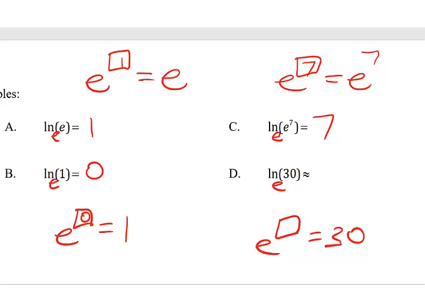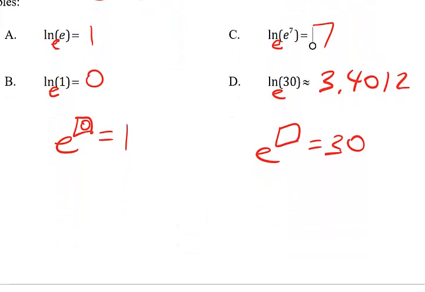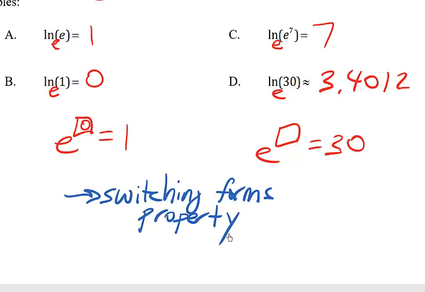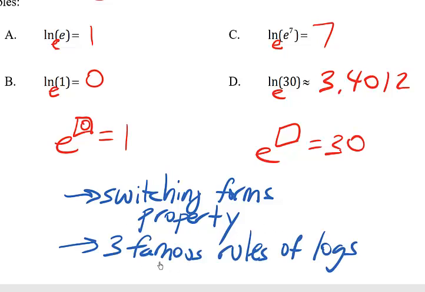So back to the handout, the answer to part D was approximately 3.4012, rounded to 4 decimal places. Be on the lookout for rounding instructions as you work these problems. The main thing to keep in mind is that while it does look a little bit funny, it is just a logarithm like any other log. And what's great about that is it means all the same log properties still apply. The switching forms property, for example, still true for natural logs like any other log. The 3 famous rules of logs, still true for natural logs.